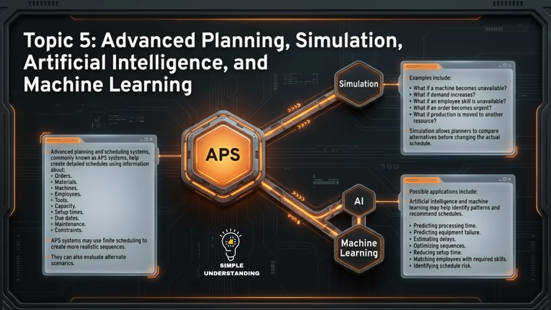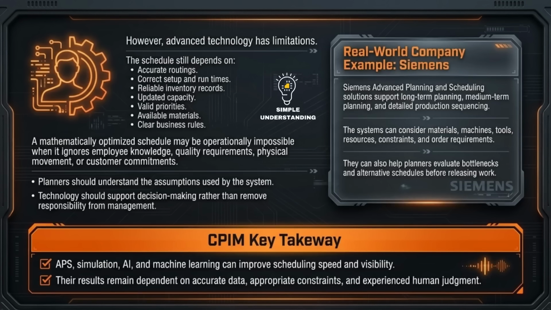Artificial intelligence and machine learning may help identify patterns and recommend schedules. Possible applications include predicting processing time, predicting equipment failure, estimating delays, optimizing sequences, matching employees with required skills, identifying schedule risk. However, advanced technology has limitations.